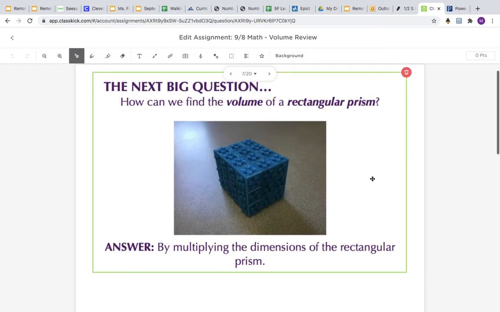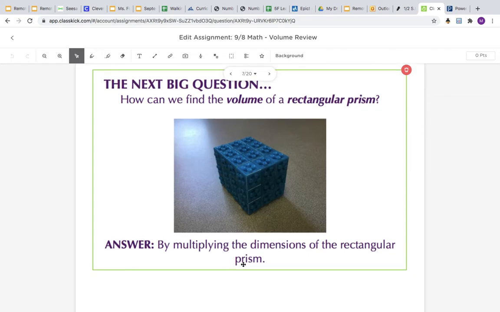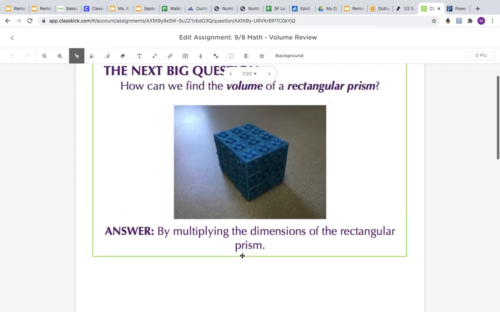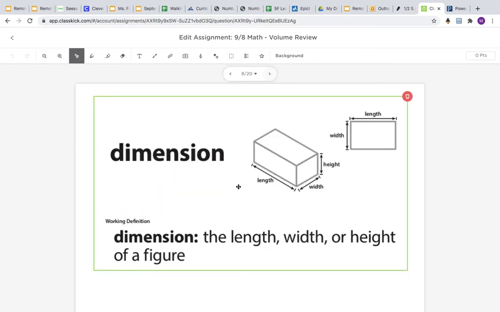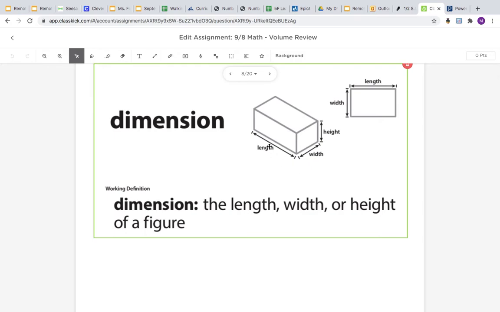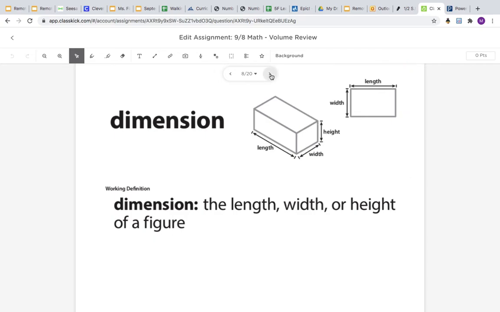Our next big question: how can we find the volume of a rectangular prism? The answer is we can do this by multiplying the dimensions of the rectangular prism. What are dimensions? Dimensions are the length, the width, or the height of a figure. So when we find the area of the base, we are measuring length times width. But when we want to find volume, we want to multiply our height in there as well.